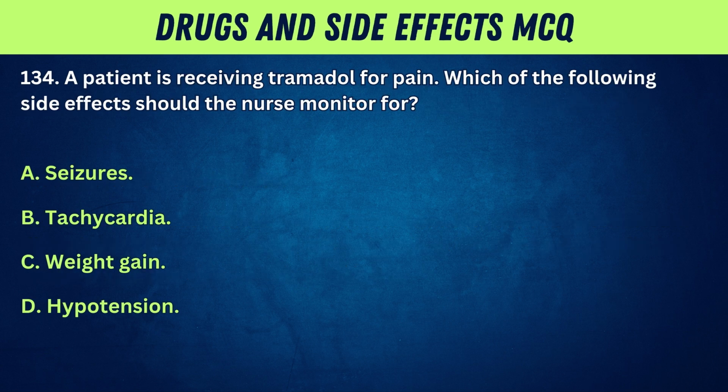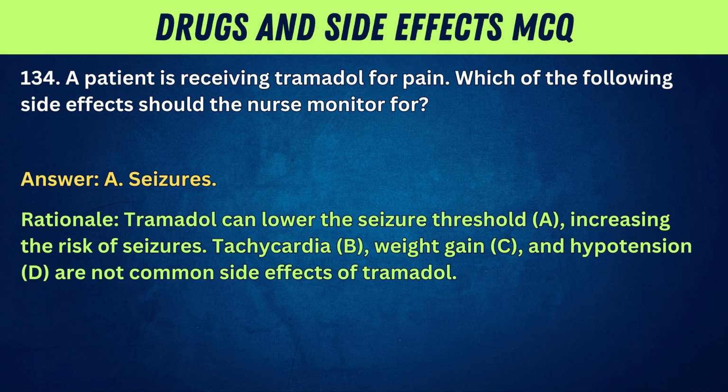134. A patient is receiving tramadol for pain. Which of the following side effects should the nurse monitor for? A. Seizures. B. Tachycardia. C. Weight gain. D. Hypotension. Answer: A. Seizures. Rationale: tramadol can lower the seizure threshold, A, increasing the risk of seizures. Tachycardia, B, weight gain, C, and hypotension, D, are not common side effects of tramadol.